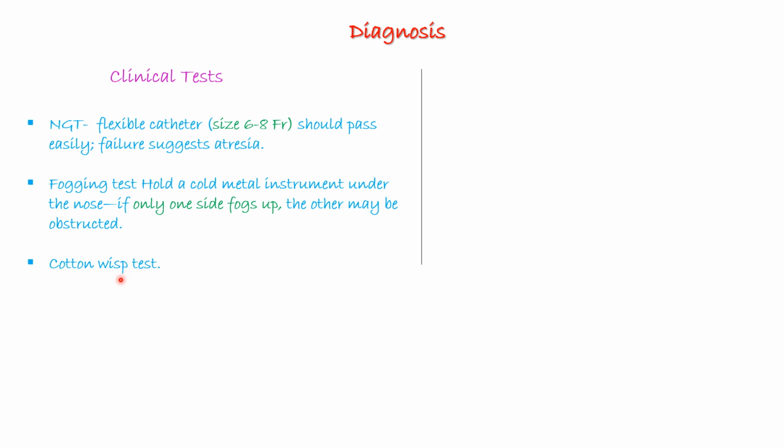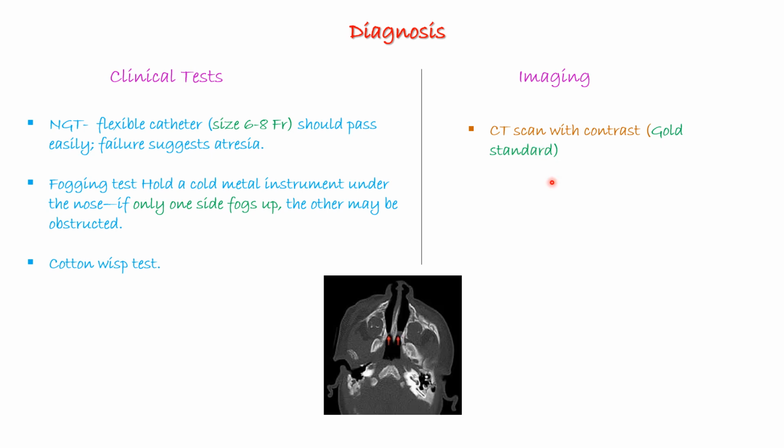You can also do a cotton wisp test, or you do imaging, and this is the gold standard for determining if a patient has choanal atresia. So, CT scan with contrast. As I said before, this is the gold standard.